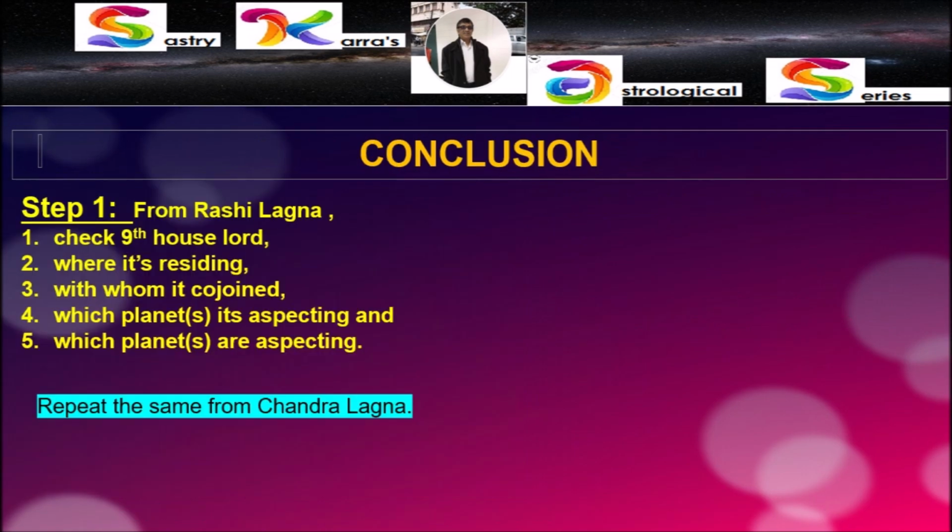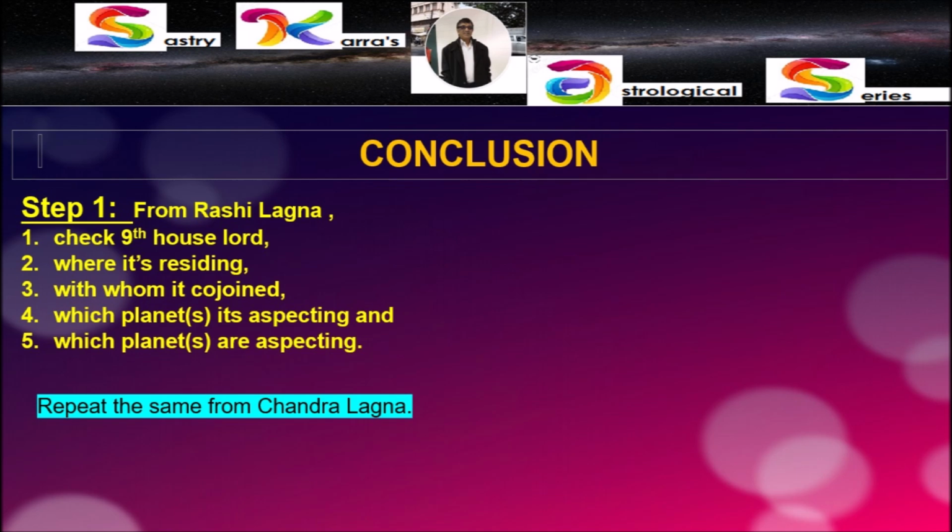Now that I have explained the examples for the possibility of an unconventional marriage, here is what I would like to conclude at the end of this presentation. The very first thing to do, as soon as you see the Rashi chart, is look for who is the ninth house lord. Is the ninth house lord a malefic planet? Malefic in the sense Mars, Saturn, or Sun. Is one of these three planets the lord of the ninth house? If so, that's when you can start figuring out whether there is a stronger justification for an unconventional marriage.